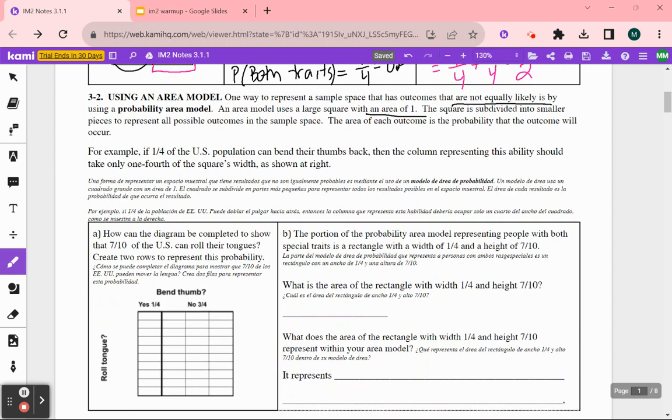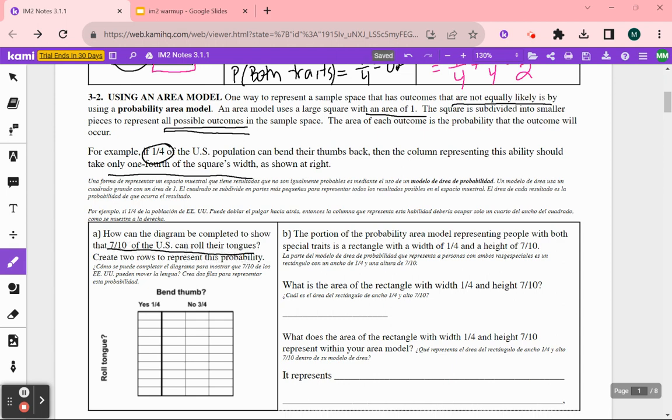The square is subdivided into smaller pieces to represent all possible outcomes in the sample space. The area of each outcome is the probability that the outcome will occur. For example, if 1/4 of the US population can bend their thumbs back, then the column representing this ability should only take up 1/4 of the square's width. And we have that here. Let's look at part A. How can the diagram be completed to show that 7/10 of the US can roll their tongue?